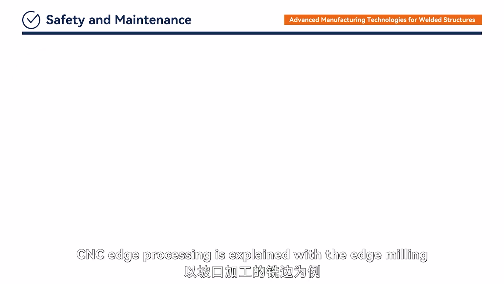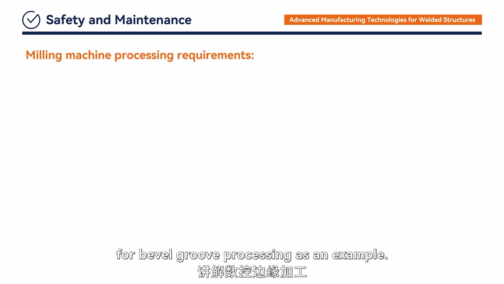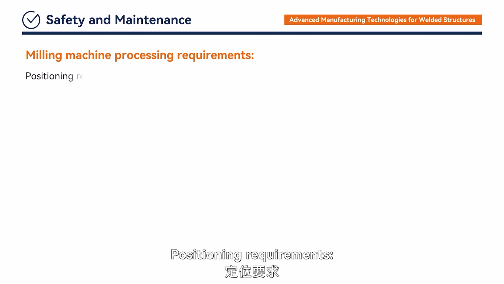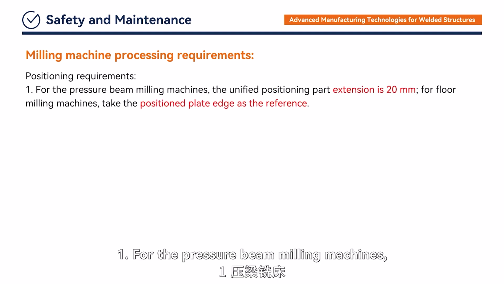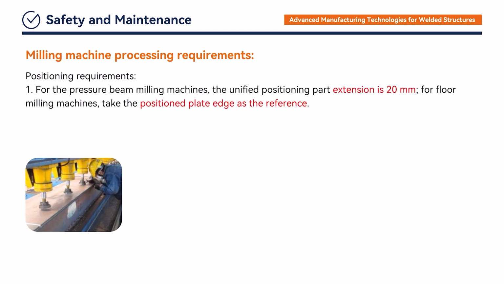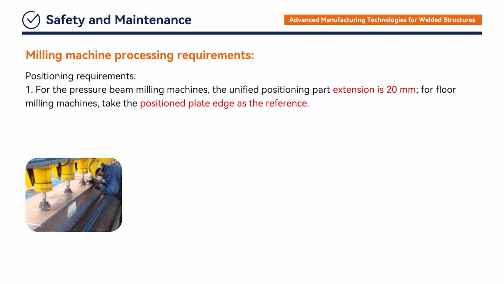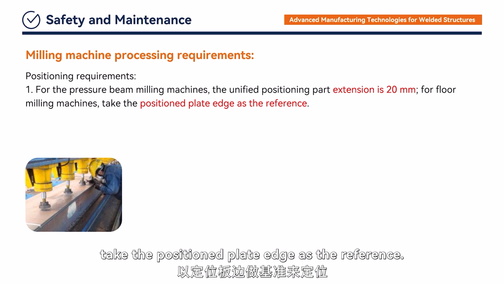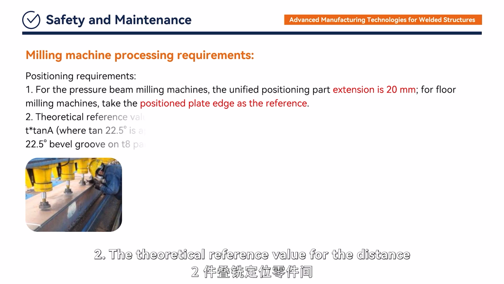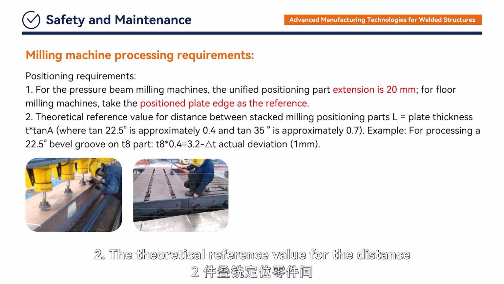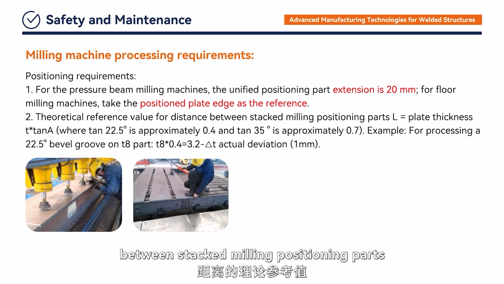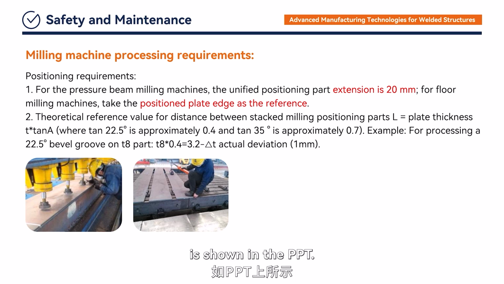CNC edge processing is explained with the edge milling for bevel groove processing as an example. Milling machine processing requirements. Positioning requirements. 1. For the pressure beam milling machines, the unified positioning part extension is 20 mm. For floor milling machines, take the position plate edge as the reference. 2. The theoretical reference value for the distance between stacked milling positioning parts is shown in the PPT.